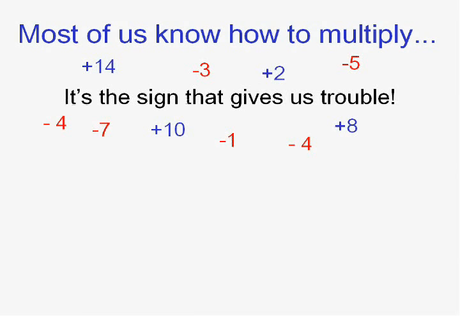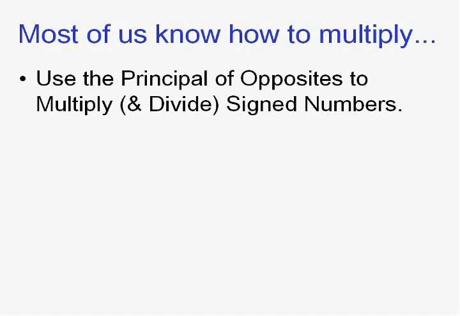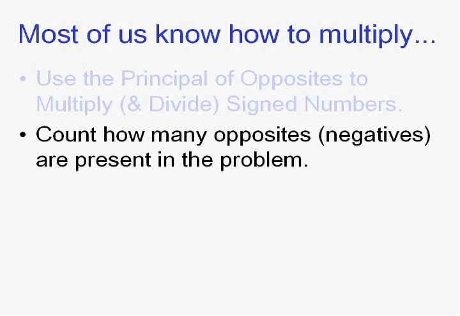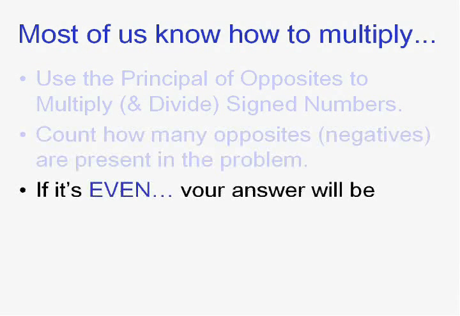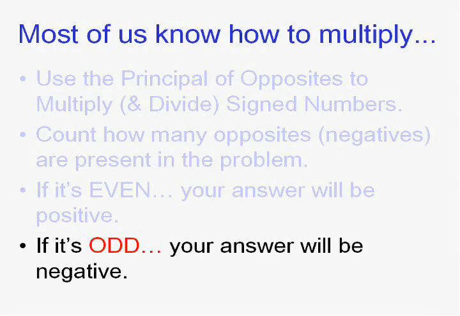Most of us know how to multiply. It's the sign that gives us the trouble. So consider, we're going to use the principle of opposites. That's the way we're going to think of a negative, as an opposite. When we multiply and divide signed numbers, the integers, what I want you to do is count how many negatives there are in the problem. If that number, the number of negatives that are in the problem, is even, your answer will be positive. If that number is odd, your answer will be negative. And that's what's going to decide whether your answer is positive or negative.